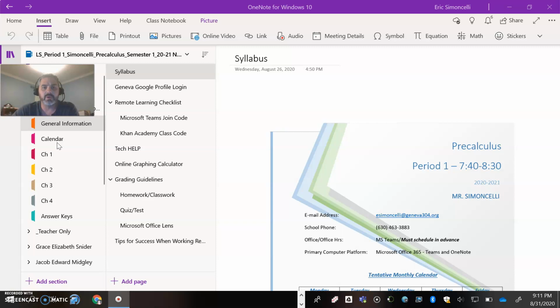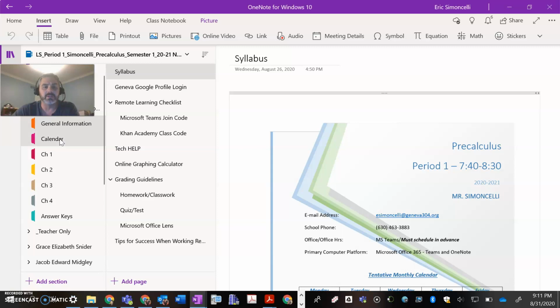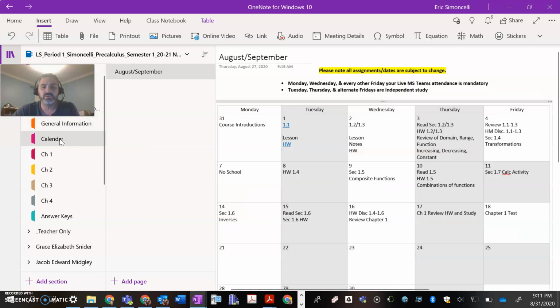As you can see, I'm already in OneNote and I am in the general information section. Just below that you see the calendar. So every day that you log in and need a lesson, you're going to click on the calendar. And you can see here I've already created a link for section 1.1.